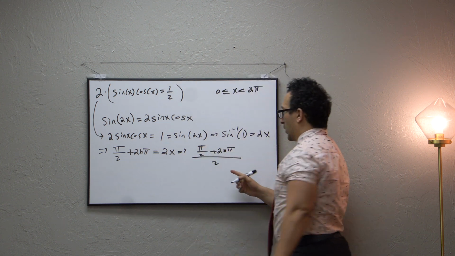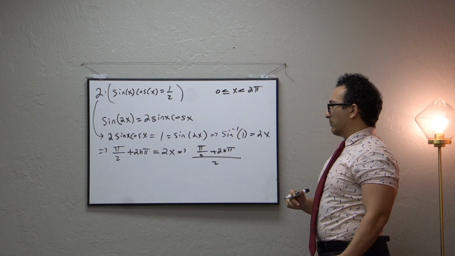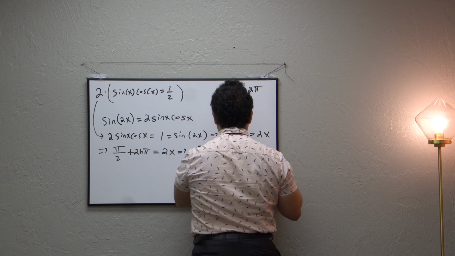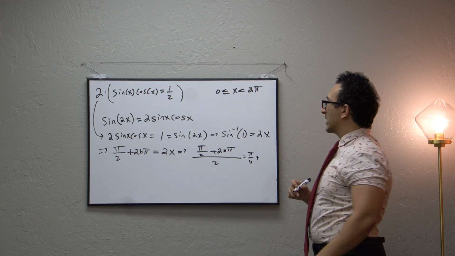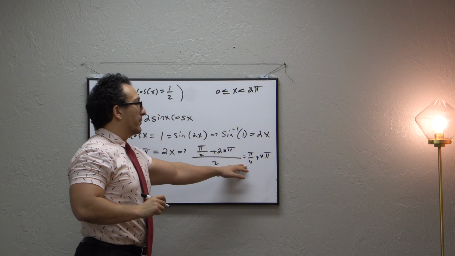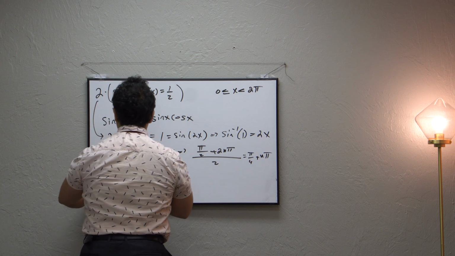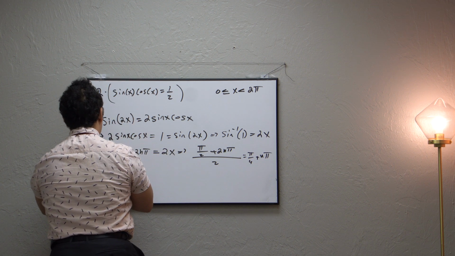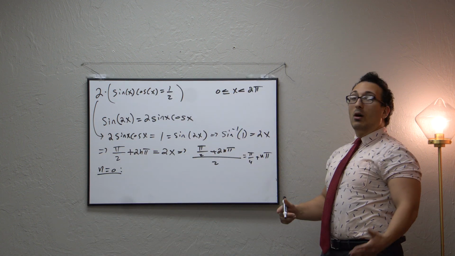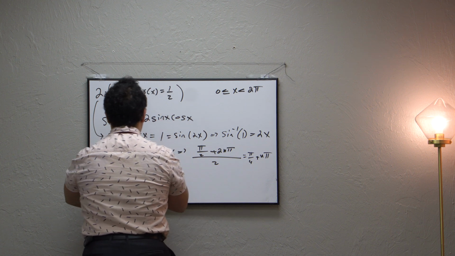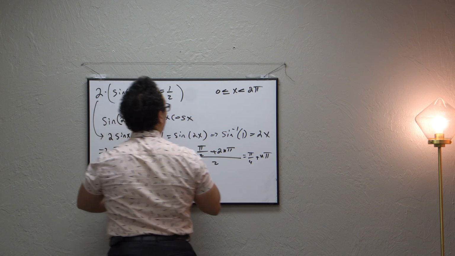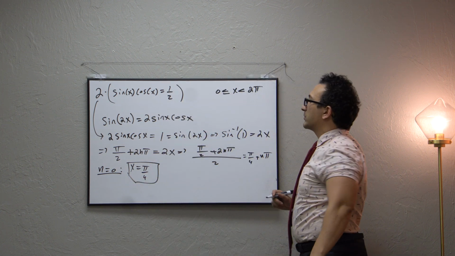Okay, this is what we get. When the 2 distributes to pi over 2, I get pi over 4. And when the 2 distributes to 2 n pi, I just get n pi. So our x is equal to pi over 4 plus n pi. So let's find out what x is when n equals 0. Okay? So when n equals 0, all we get is just pi over 4. And pi over 4 lies within this domain, so it's an acceptable value.